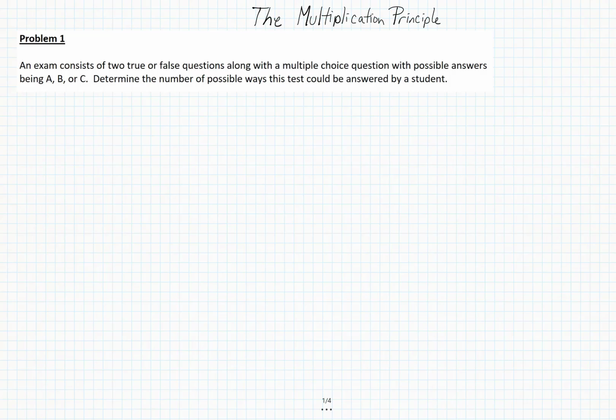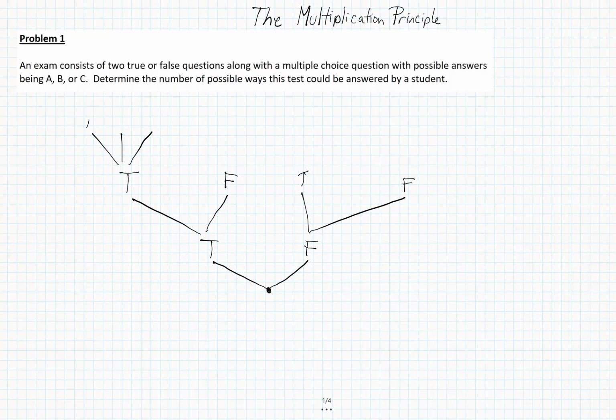So we'll begin by drawing a tree here, and we have two choices for that first question, so we'll draw true or false corresponding to that first choice. And then for our second question, depending upon our first question, we have different breakdowns. So if you have true for the first question, you have a true or false option. If you have false for the first question, you have a true or false option. And then off of each of those, we have a multiple choice question. So we'll create another layer of branches.